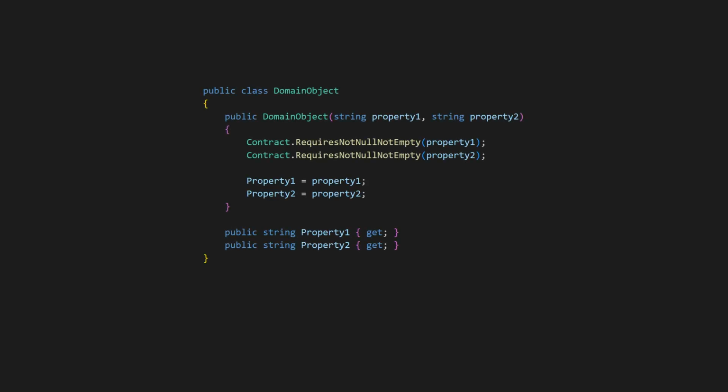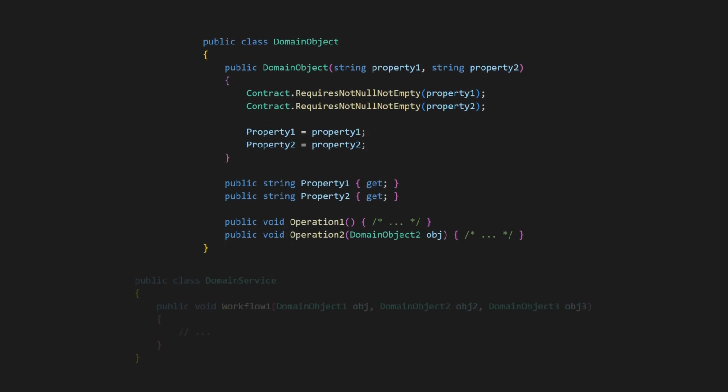Next, we move on to implementing the behavior of the model. Object invariants are best enforced using design by contract. Simple business rules and cross-domain object interactions we implement by adding methods to the respective domain objects. More complex workflows involving many domain objects are best implemented in separate domain classes, often called domain services.